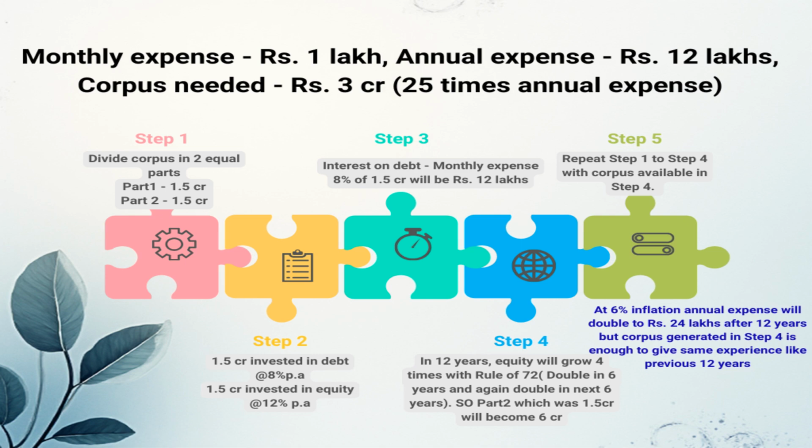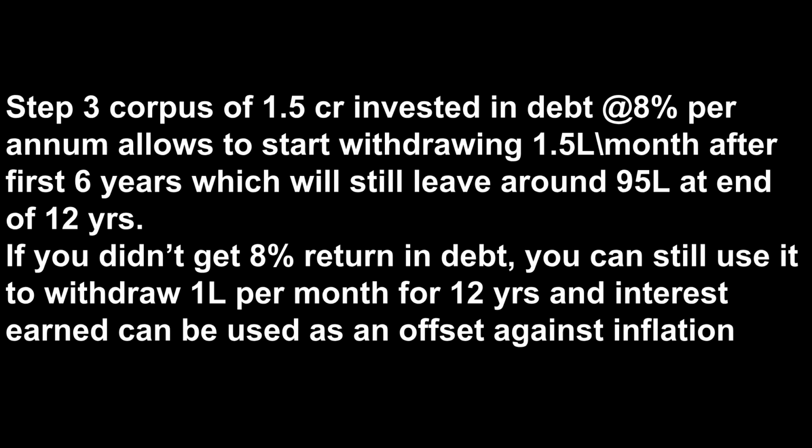This financial freedom hack we can use at any age depending on our annual expenses at that point in time. In step 3, the corpus of 1.5 CR, which is invested in debt at 8% per annum, also allows you to start withdrawing 1.5 lakh per month after the first 6 years, which will still leave around 95 lakh at the end of 12 years. So it covers inflation quite well.